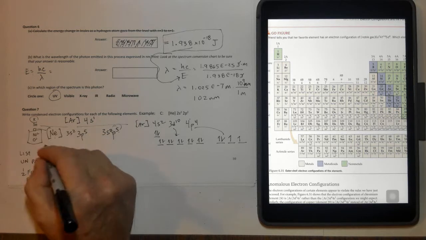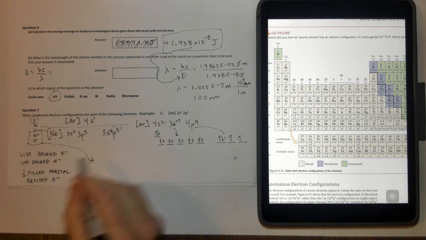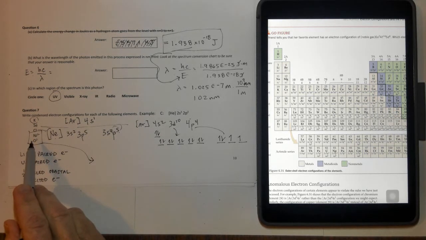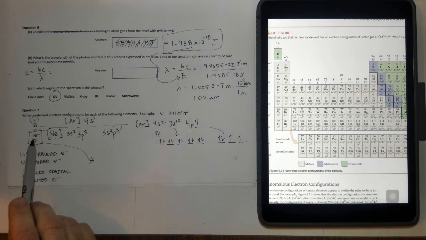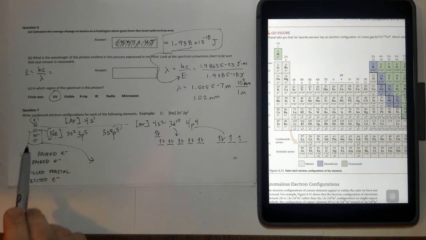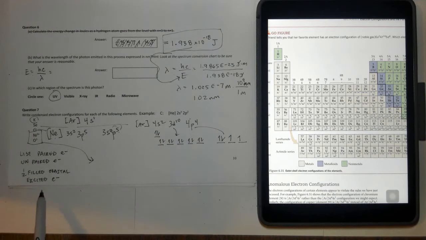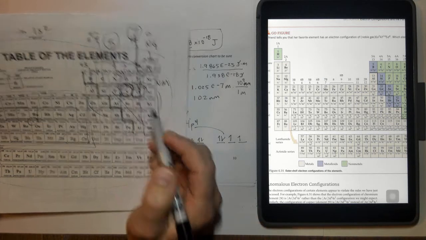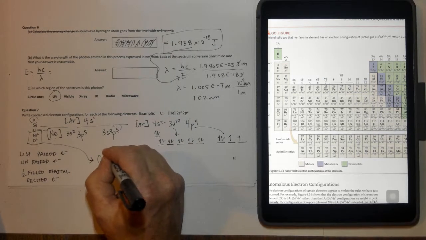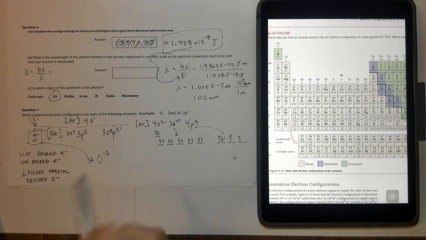The next 2 are kind of tricky because they're actually ions. We have nickel plus 3 in here. And this one is extremely tricky, so I'm going to save it for last. But then we have oxygen minus 2. So oxygen right here normally has 8 electrons, but since it's minus 2, that means that there are 2 additional electrons added to that oxygen.